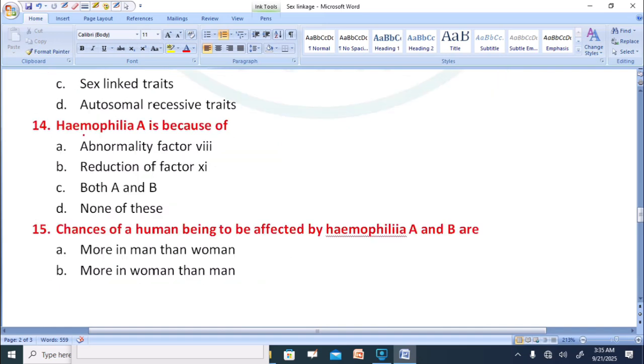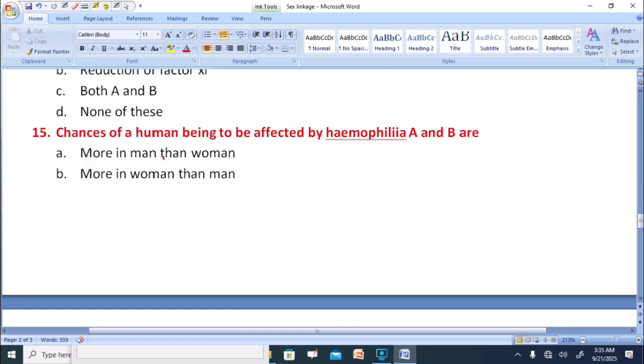The next question: hemophilia A is because of option A abnormality of factor 8, option B reduction of factor 11, option C both A and B, option D none of these. So the right answer is option A, abnormality of factor 8.